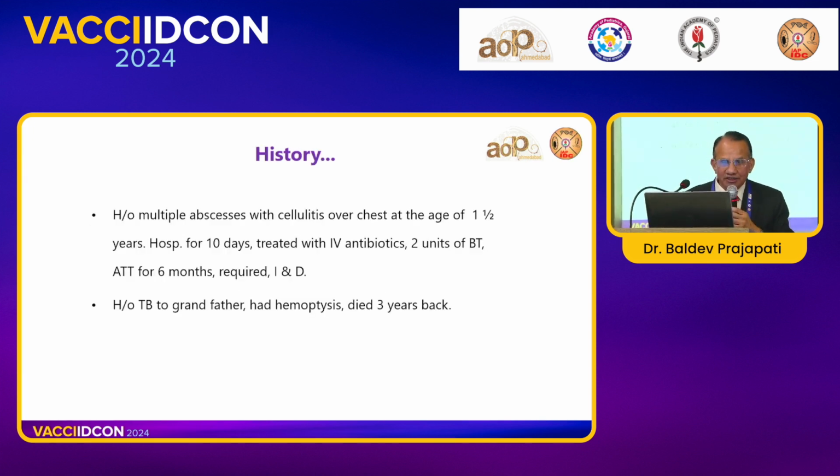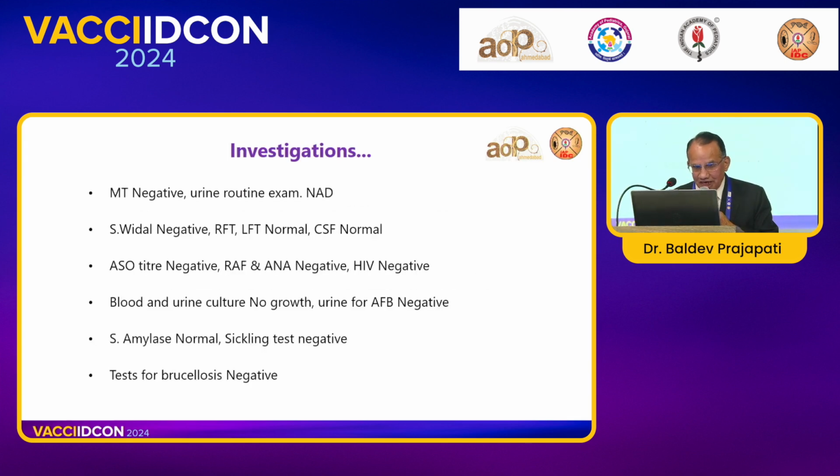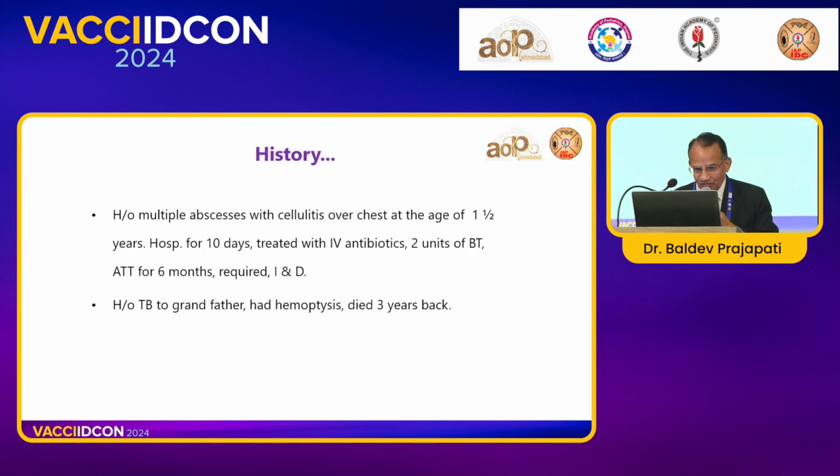If I provide more history, which we got later on and which was not revealed at Rajkot: this child had multiple abscesses with cellulitis over the chest at the age of 1.5 years. Now the child is 7 years, so almost 6 years back, which required hospitalization for 10 days, treated with IV antibiotics, 2 units of blood, and AKT for 6 months. Even the abscesses required INT. Tuberculosis history in the grandfather: he had hemoptysis and died 3 years back.